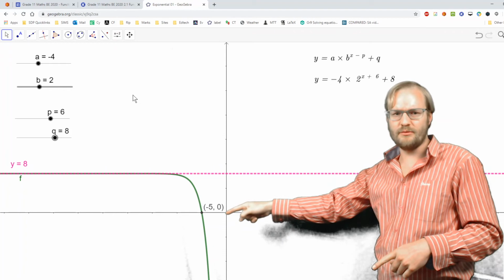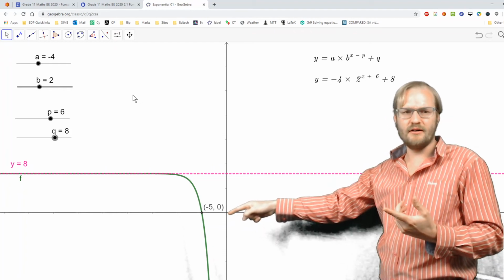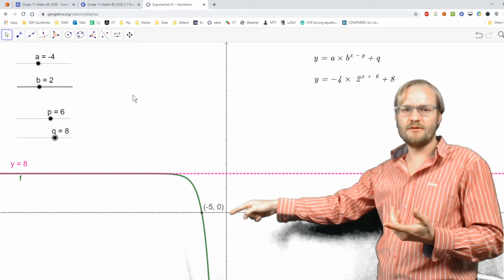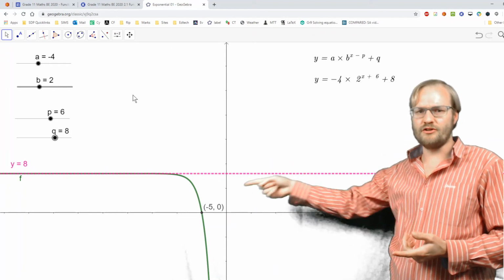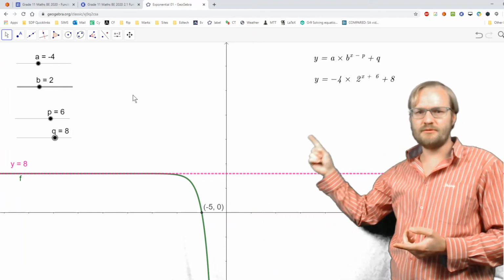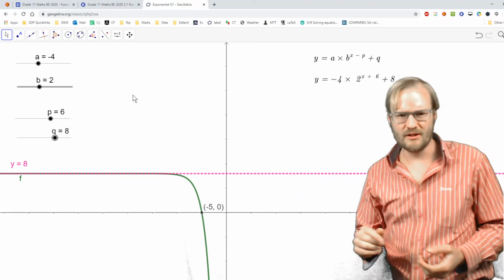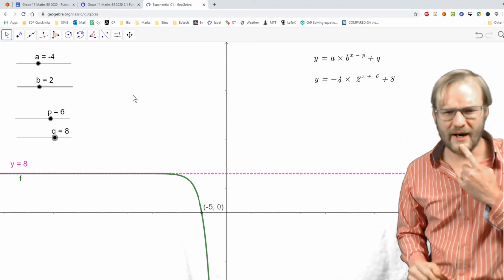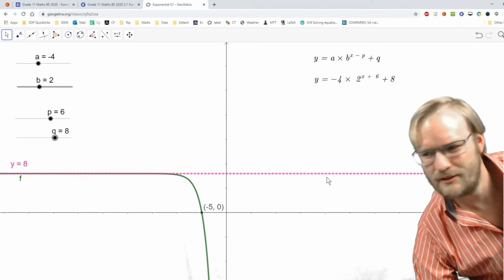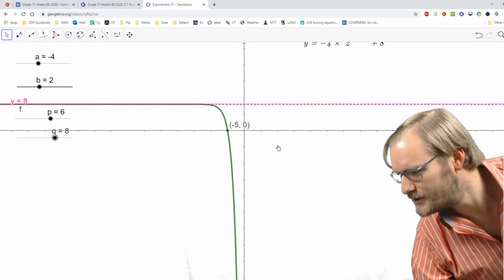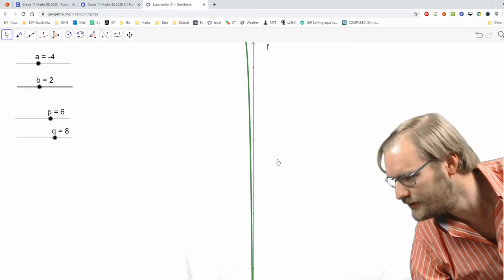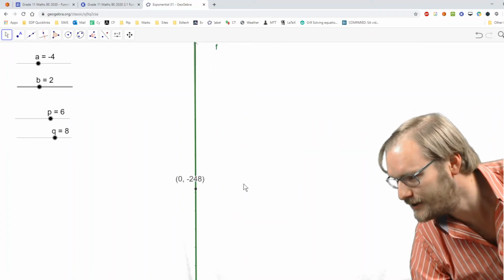Looks like there's going to be an x-intercept now. How do we determine the x-intercept? Well, we'd substitute y equals 0 into the equation, and you'll get your intercept. I think there's going to be a y-intercept here. Well, let's have a look. Looks like there might be one way down here.